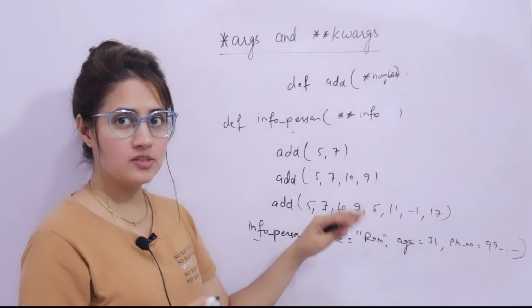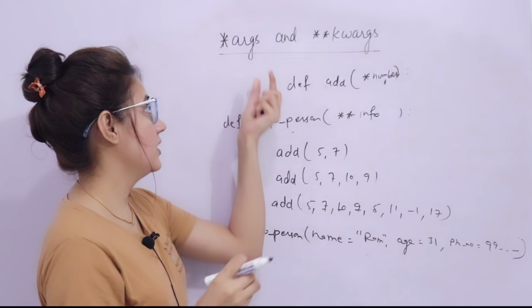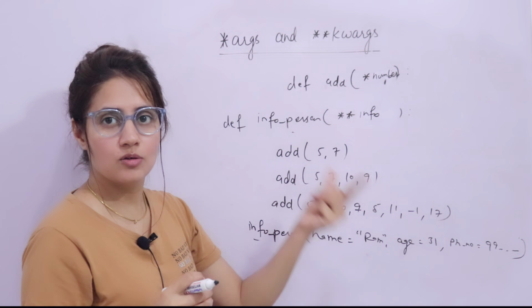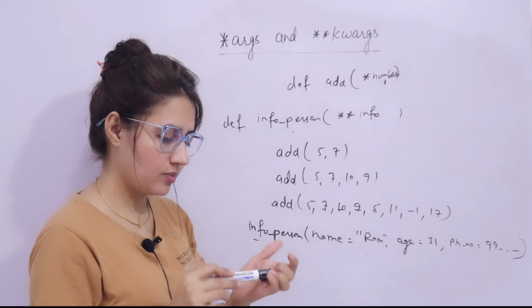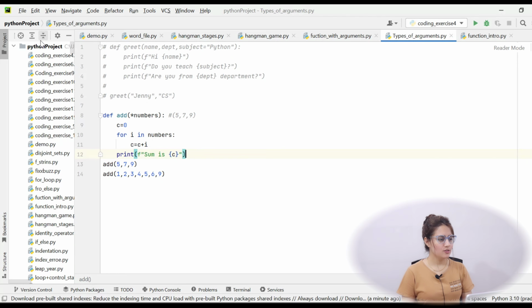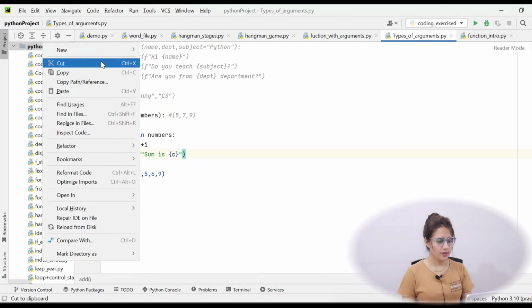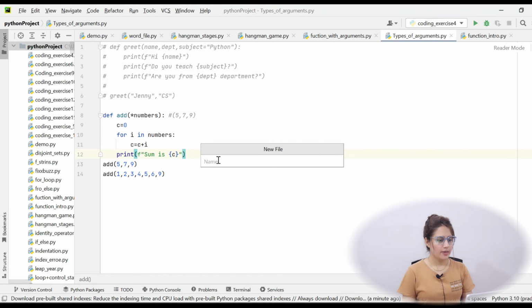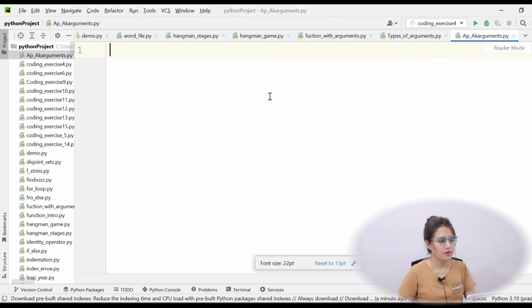I hope the main difference, the basic difference, is clear to you. What is this args and what is kwargs? Okay, let's see with the help of a program. Let's create a new file here and give it the name arbitrary_positional_arbitrary_keyword_arguments.py. First, arbitrary positional arguments.